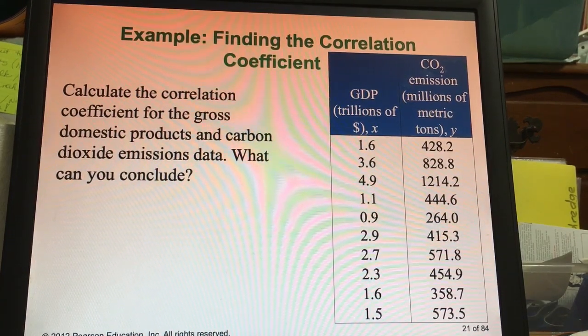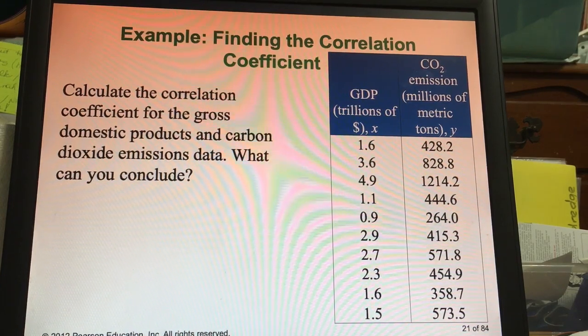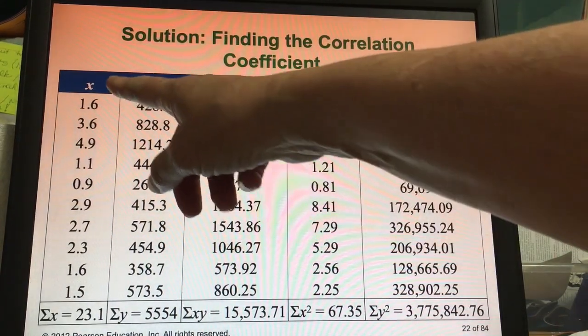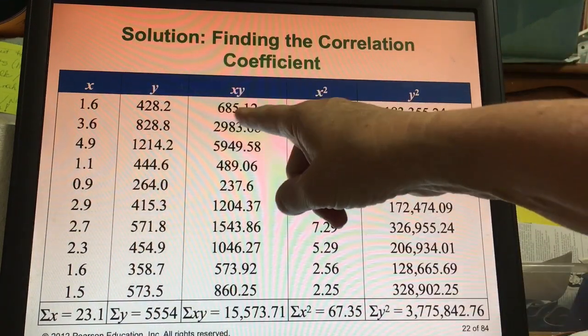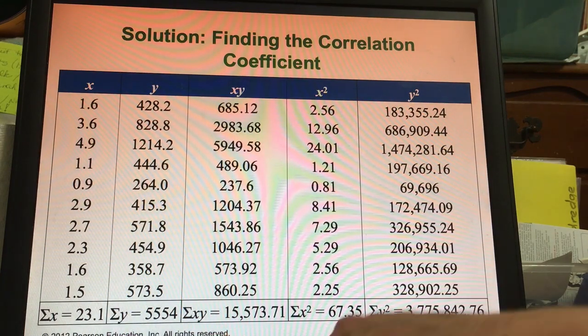So here we have an example. Calculate the correlation coefficient for the gross domestic products and carbon dioxide emissions data. What can you conclude? We've already seen this data once. We found the scatter plot of this data. Now here they've done a nice chart for us. Here's the x values, the y values, the x and the y multiplied together. They're summing up each one of these columns.